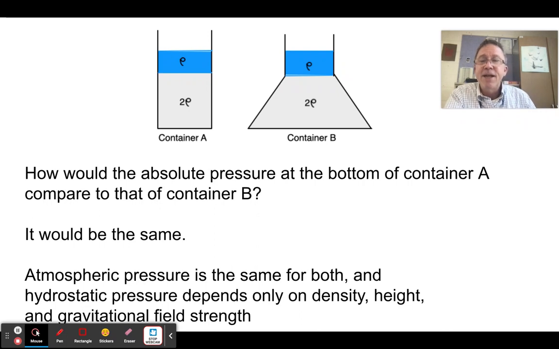Now, how would the absolute pressure at the bottom of container A compare to the absolute pressure at the bottom of container B? And the answer is, it's got to be the same. Don't let the shape of the container confuse you. I have the same depth in each of these. So since the depth is the same, the pressure is going to be the same. The hydrostatic pressure only depends on rho, g, and h, not on the shape of the container.